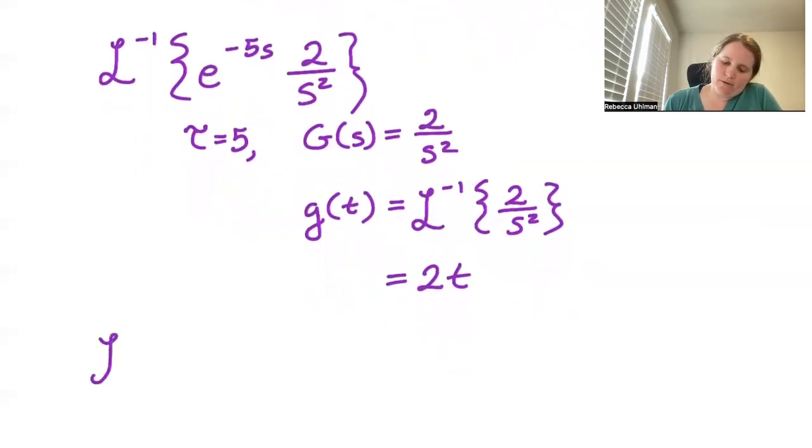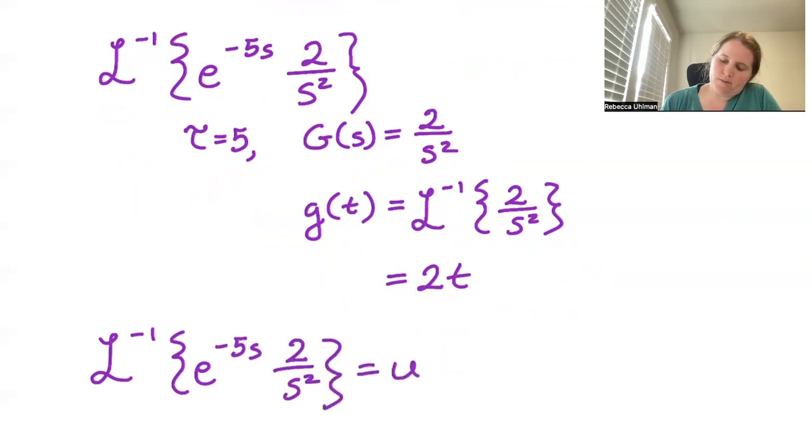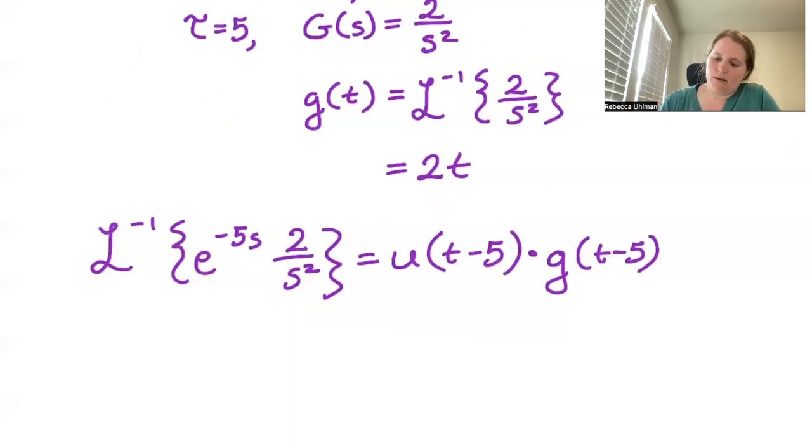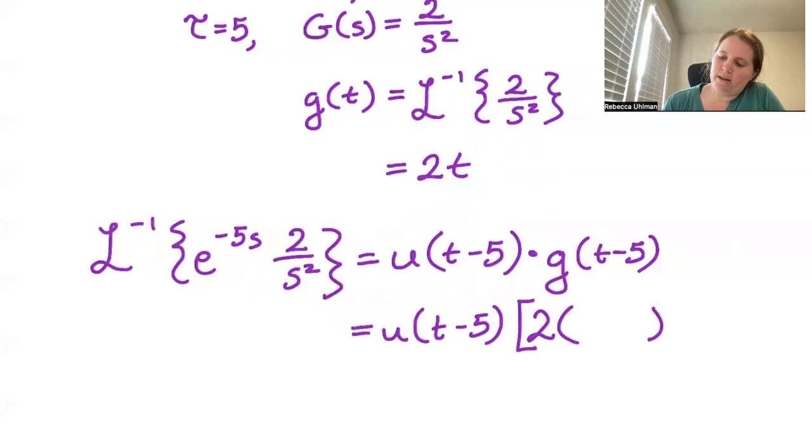So we know that our inverse Laplace transform of e to the negative 5s times 2 over s squared is our step function u of t minus 5 multiplying lowercase g of t minus 5. So we have u of t minus 5 times g of t, in this case just 2 times t. So we would have 2 times blank, and into the blank we plug our t minus 5, since we want a g of t minus 5.